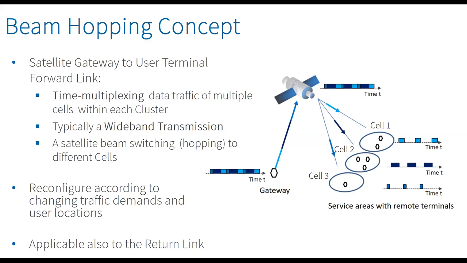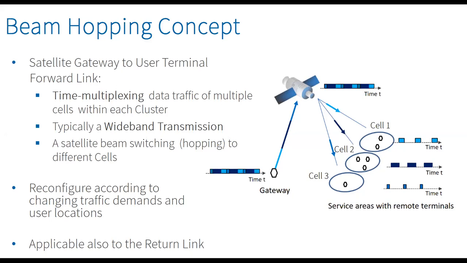So what it means is that from the end user perspective, the incoming signal from the satellite is not going to be continuously visible. According to this timing plan, the beam hopping time plan, it would be only a portion of the time that each user would actually see the forward link.